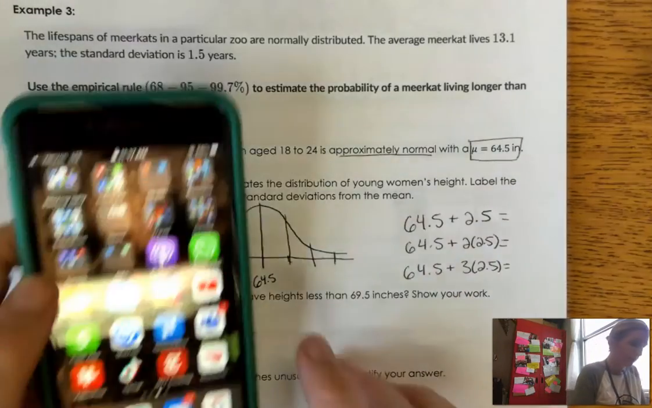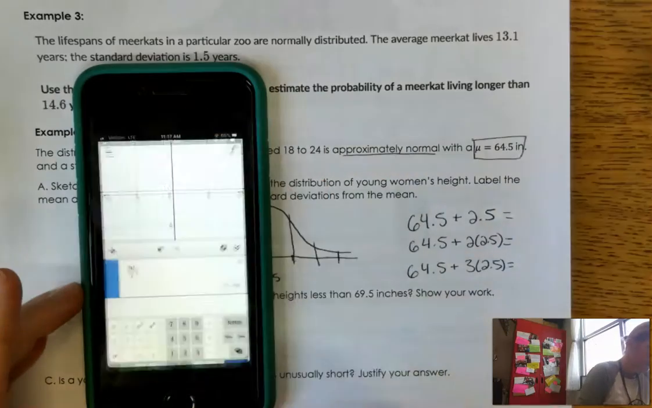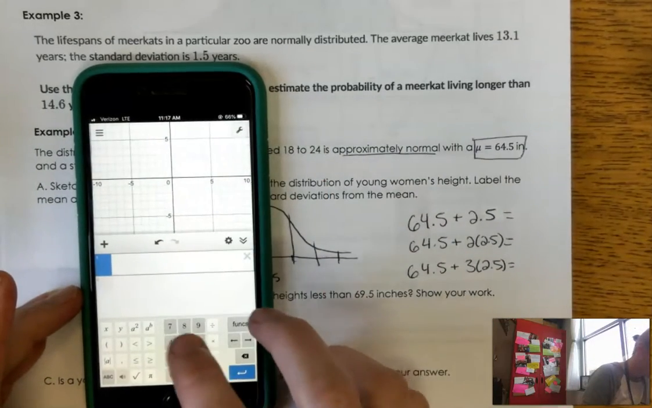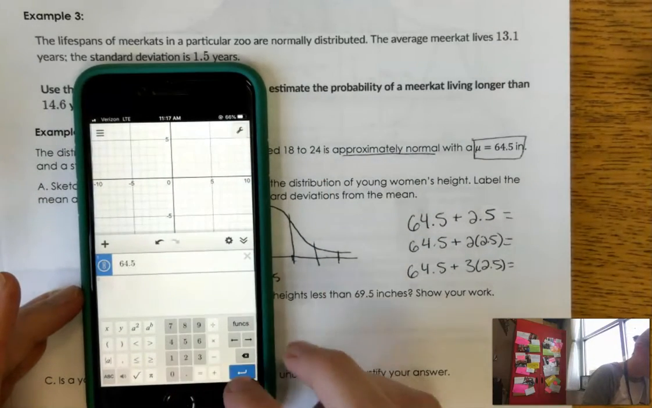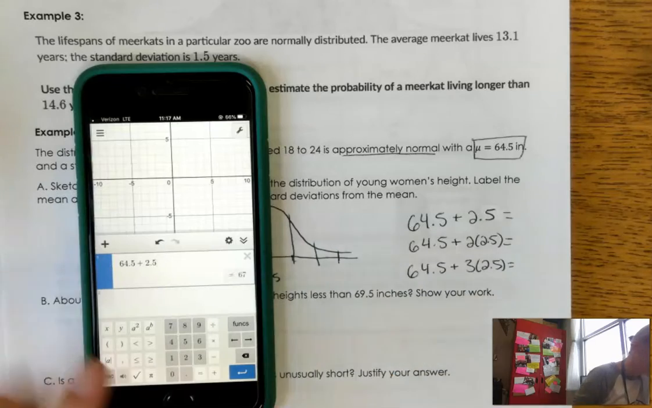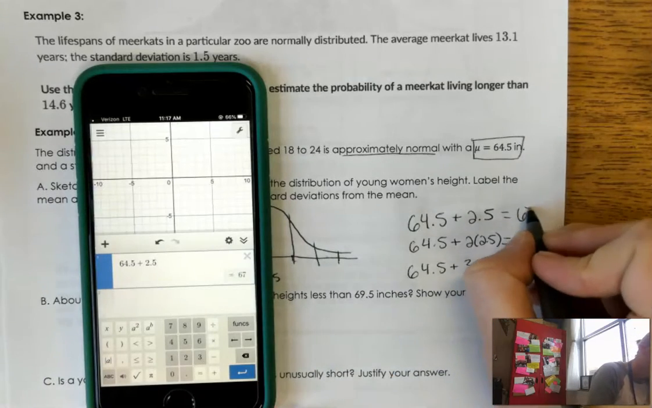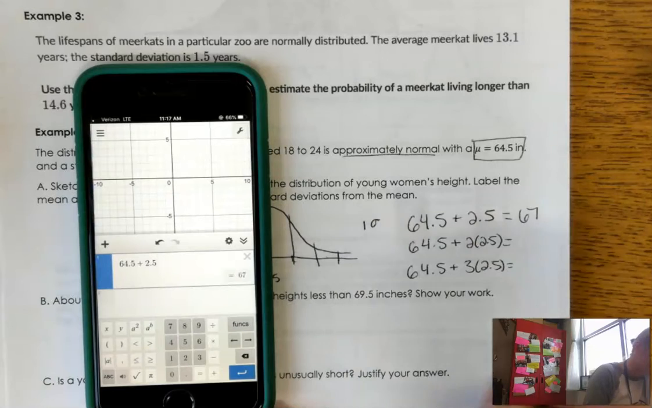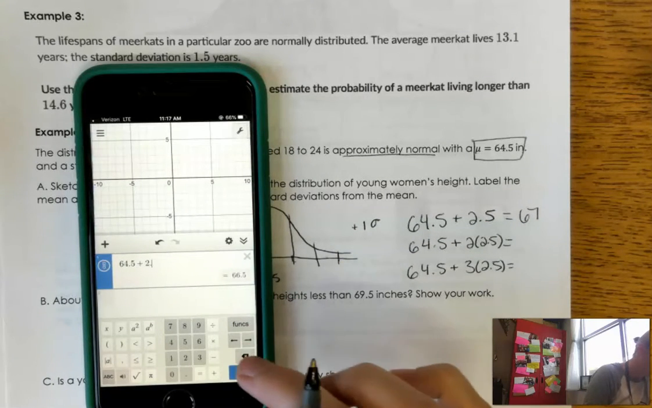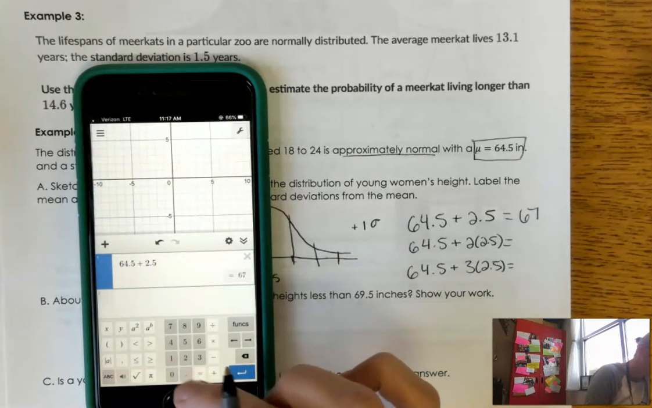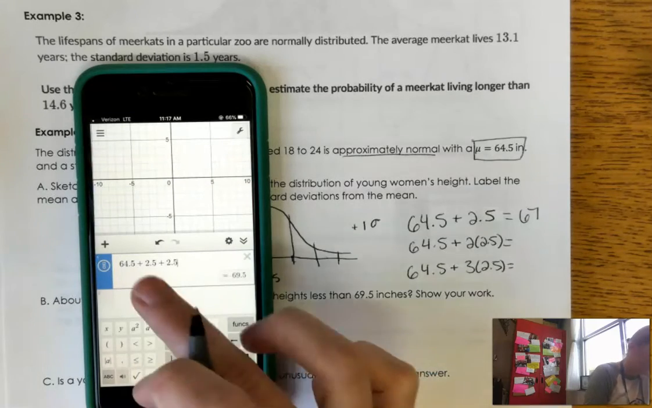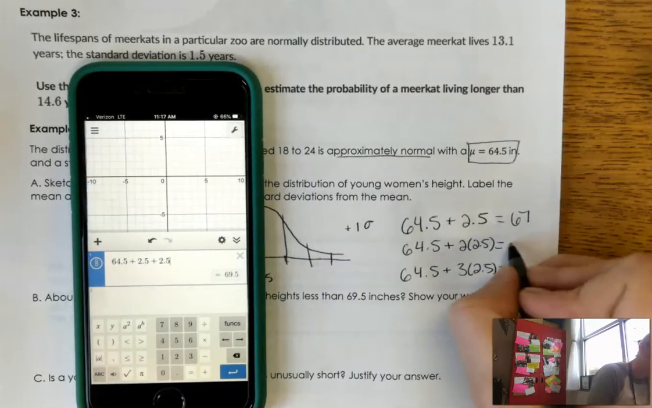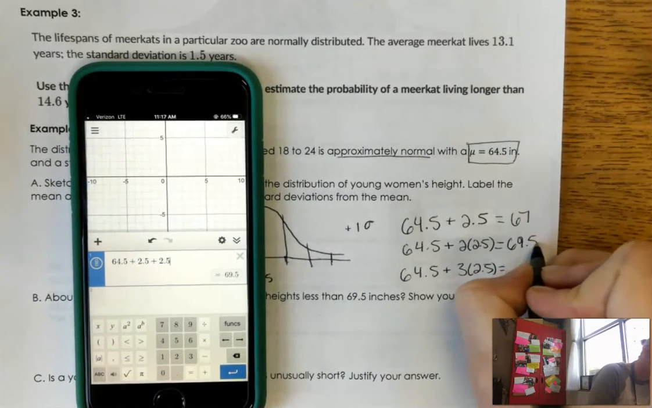Alright, so 1 standard deviation above the mean is going to give me 64.5 plus 2.5. So that's going to give me 67. That's 1 standard deviation above the mean. Alright, 2 standard deviations above the mean, I'm just going to add it twice. That's going to give me 69.5.